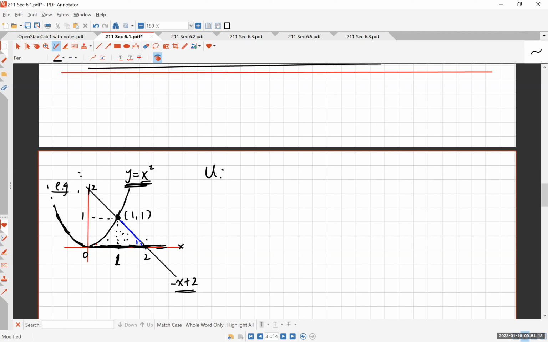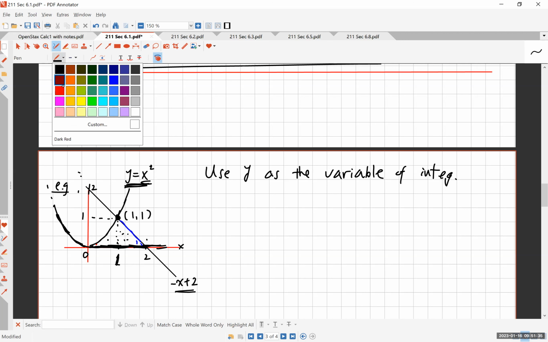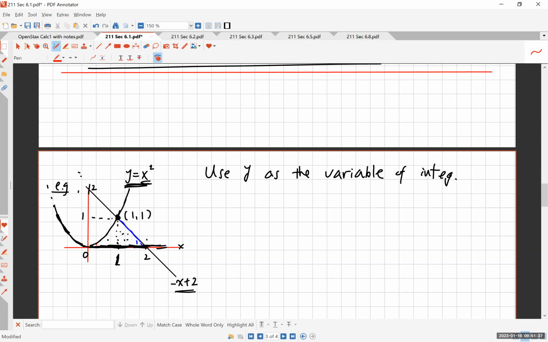Now, what's going to happen? We are going to use y as the variable of integration. So what does that mean? Try to think of y going from 0 to 1. For each y, let's say y is like 1/2, this is what I am trying to integrate.